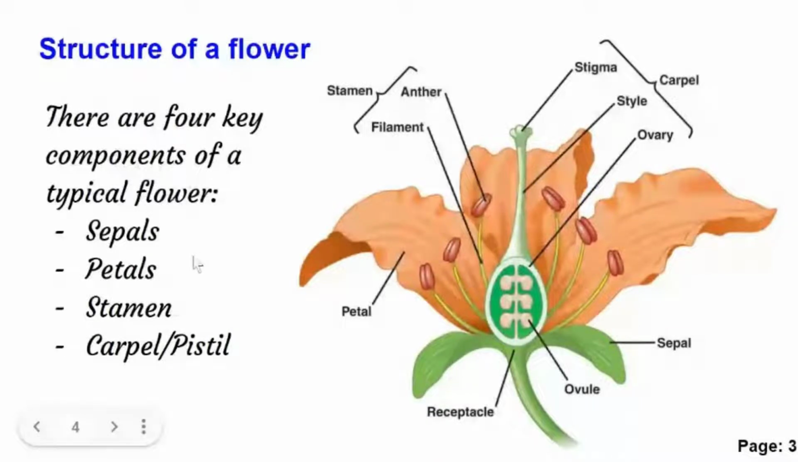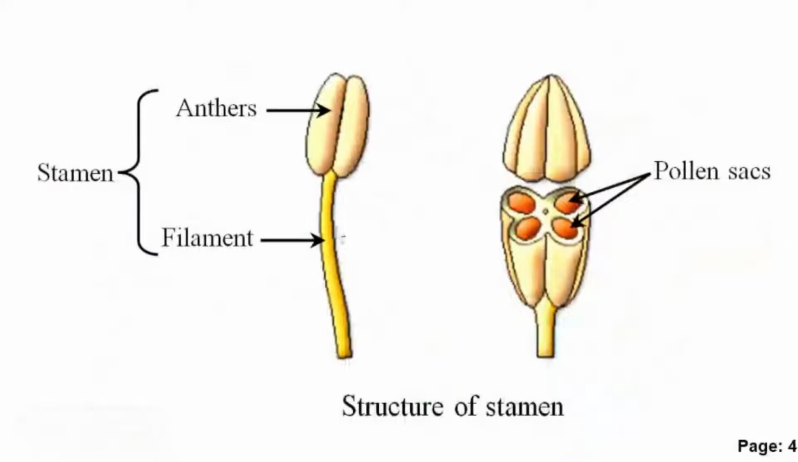Four main parts. The main parts of a flower are the sepal, petal, stamen and pistil. Okay, so now let me move to another slide. Okay, so this is the stamen. The stamen is made up of the anthers and filament. The anther produces the pollen grains, and the filament connects the anthers to other parts of the flower.